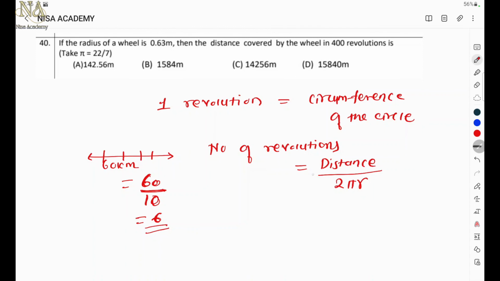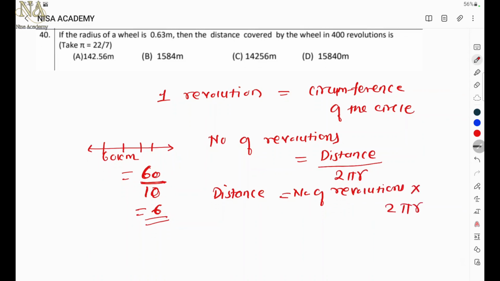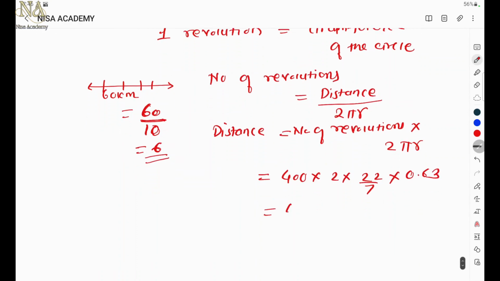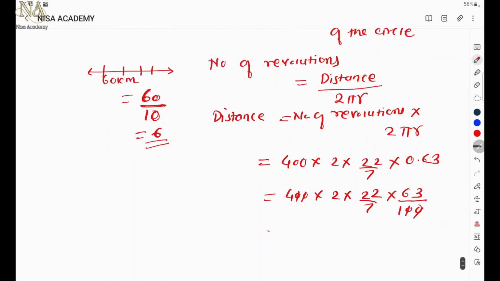2 pi r. Here I want to find the distance. So distance will be number of revolutions into 2 pi r. Which is given to me: 400 into 2 into 22 by 7 into r, which is 0.63. So I will just write 400 into 2 into 22 by 7 into 63 upon 100. Okay, this is gone. So you just multiply and divide.